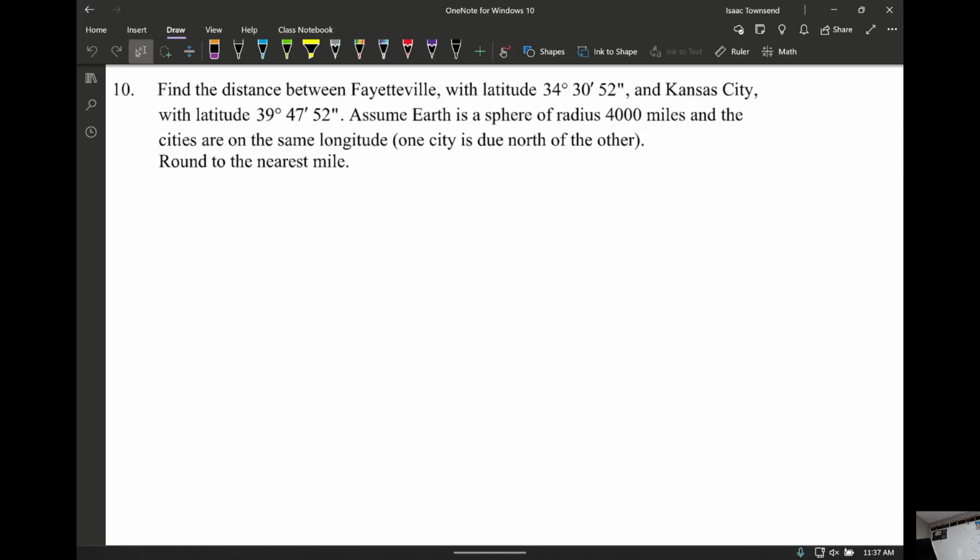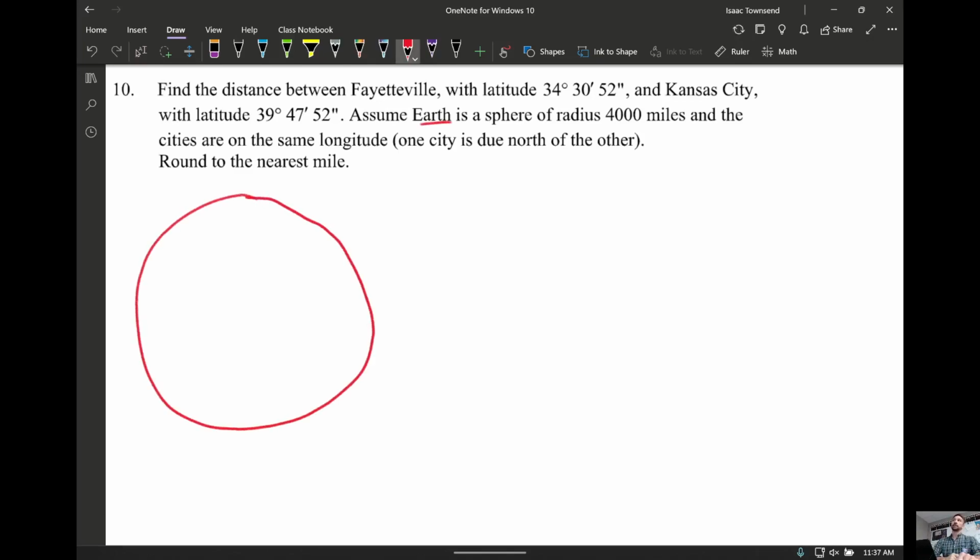And to be fair, if you don't start off your picture correctly, it is kind of hard to know how to get going here. So within this problem, there was an earth. So you should have at least a circle. The radius of the earth is given to you. So there's no reason you couldn't have that on your picture, even if you got stuck after that.